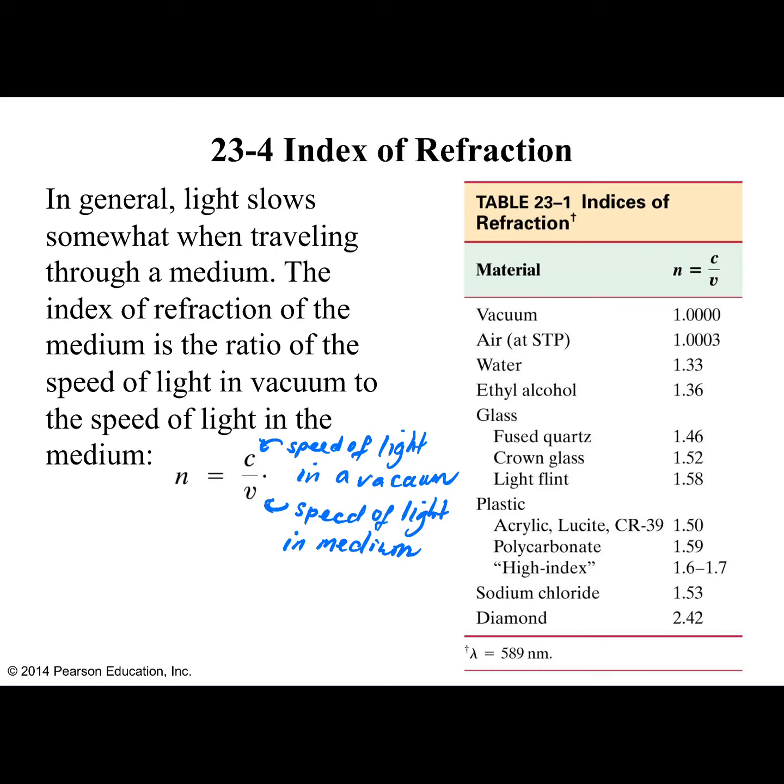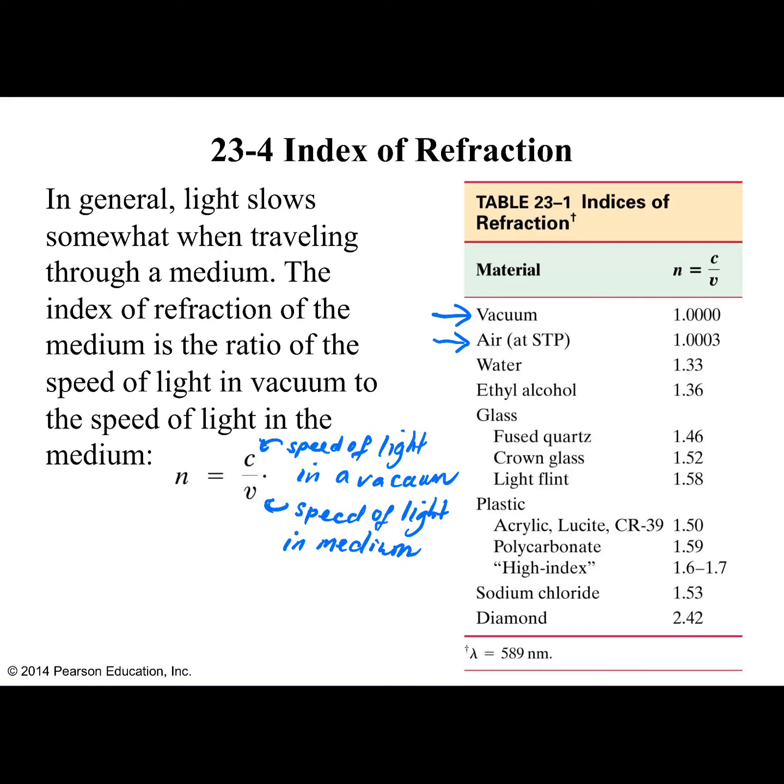So if you look over here at the table, there are different indices of refraction. For a vacuum, as we expect, it would be 1, because c is the speed of light in a vacuum, and if v is equal to c, then we have c over c, which is 1. It turns out in air, it's a little above 1, it's 1.003. A lot of times in our problems, we approximate it to be 1.